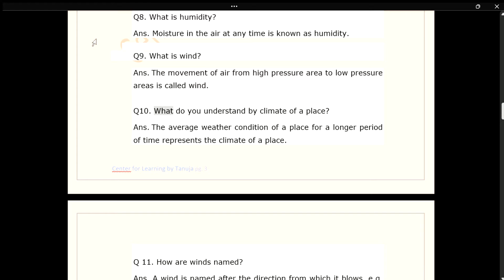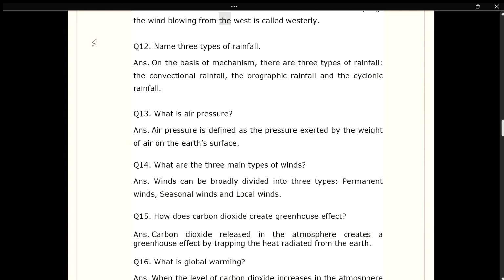Q10. What do you understand by climate of a place? Ans. The average weather condition of a place for a longer period of time represents the climate of a place. Q11. How are winds named? Ans. A wind is named after the direction from which it blows, e.g. the wind blowing from the west is called westerly.